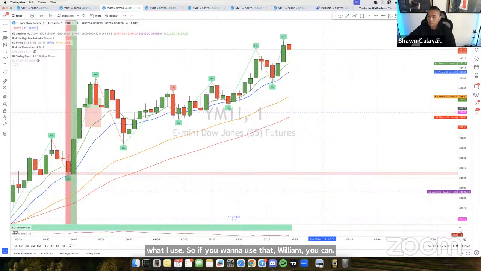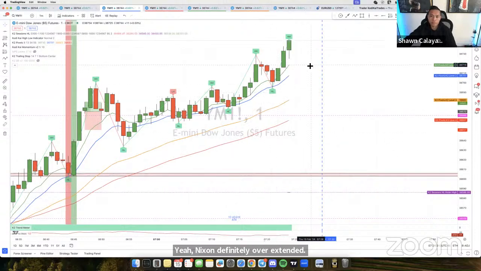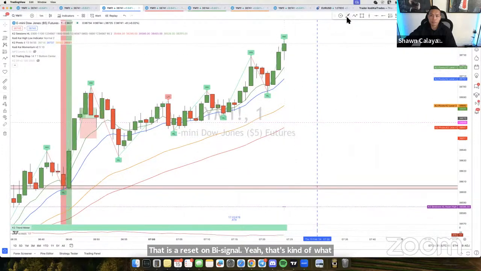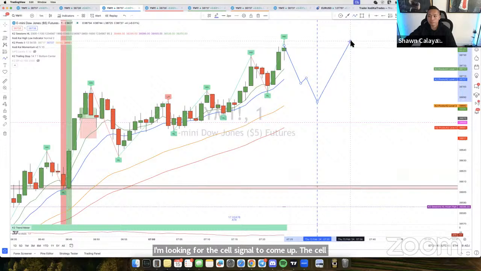Yeah, Nick said definitely overextended. Maddie said reset on buy signal. Yeah, that's kind of what I'm looking for, guys. I'm looking for the sell signal to come up. The sell signal will confirm the retracement. Once we confirm that retracement, we'll look for price to swing back up.